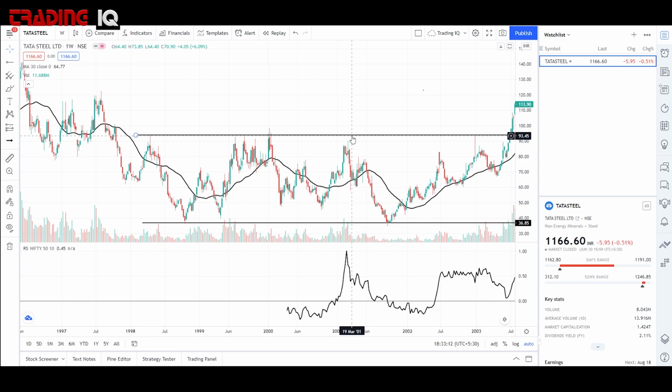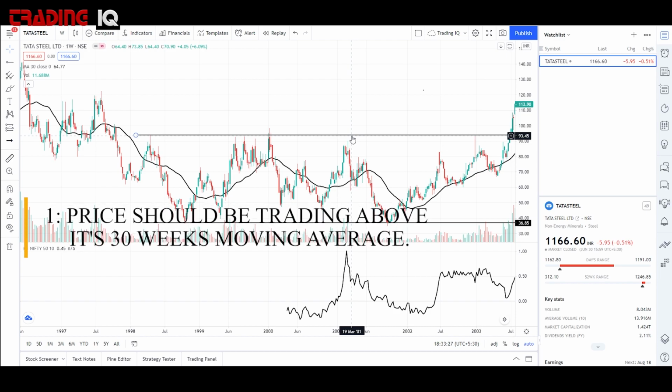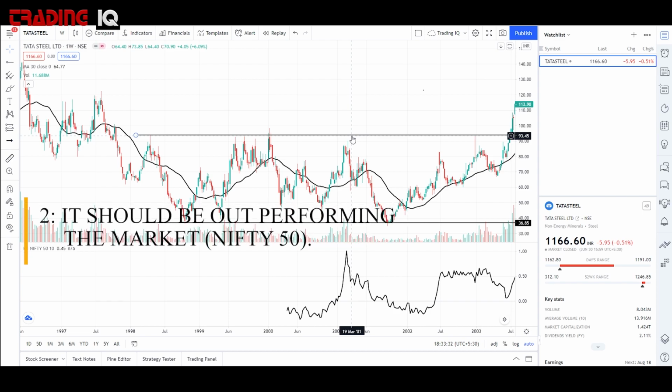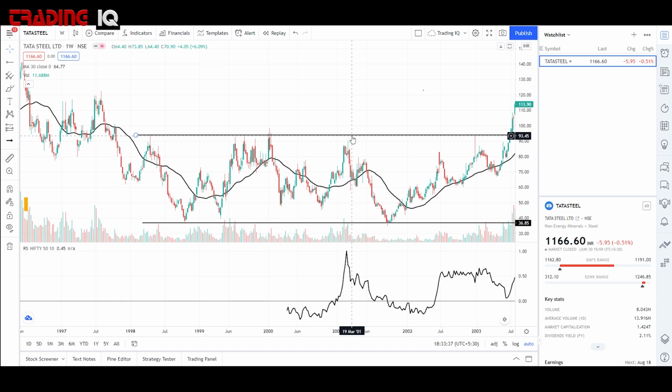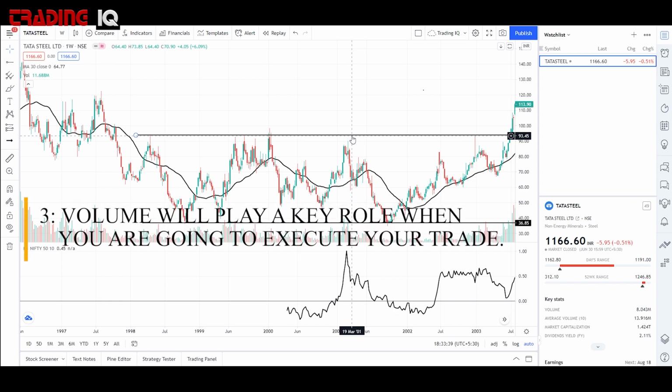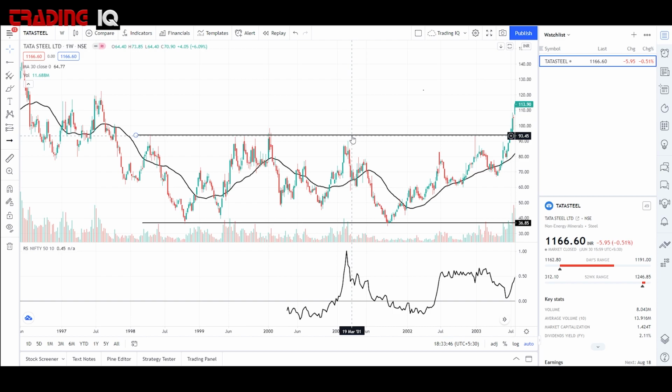Now, remember these key points, as this is going to be one of the key fundamentals when you're going to buy any stock. As a rule of thumb, you can only consider buying a stock if the price is trading above its 30-week moving average. Second, it has to be outperforming the market. Now, the volume will play a key role when you're going to execute your trades. How? Let's watch very closely.